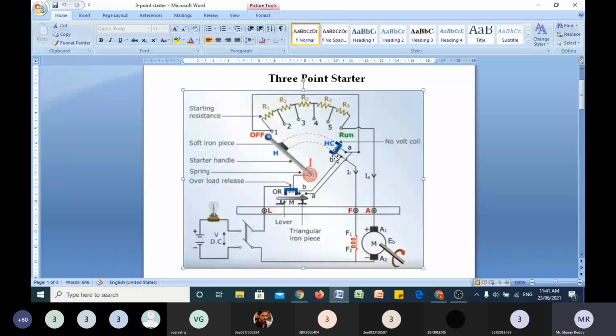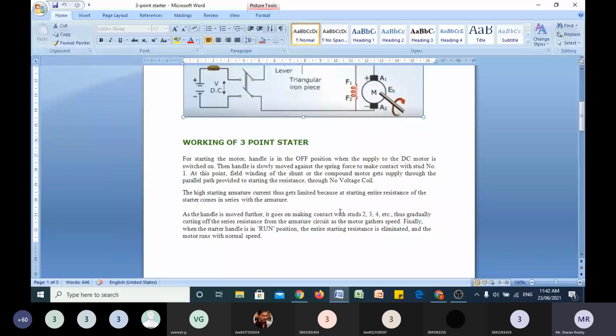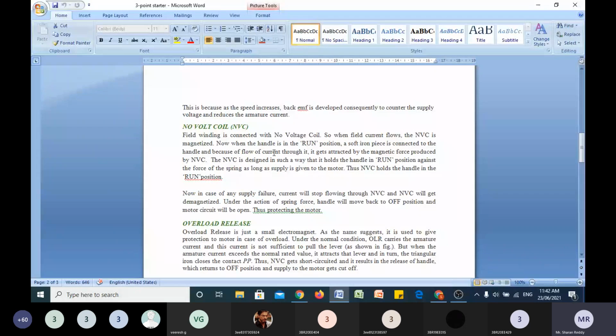That is the working, the same thing I explained. There is a no volt coil or hold-on coil, NVC, which gets magnetized. Now when the handle is in the run position, the soft iron piece is connected to the handle. Because the current flows through it, it gets attracted by the magnetic force produced by the no volt coil. It is designed such that it holds the handle in the run position against the force of the spring. As long as supply is given to the motor, the NVC holds the handle in the run position.